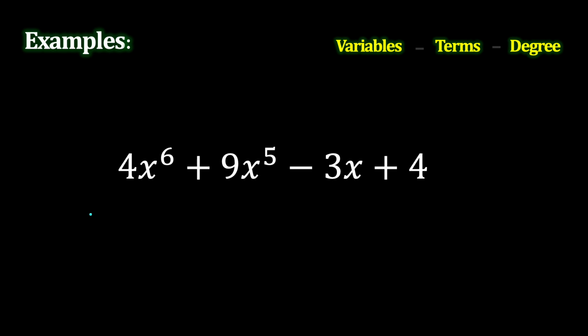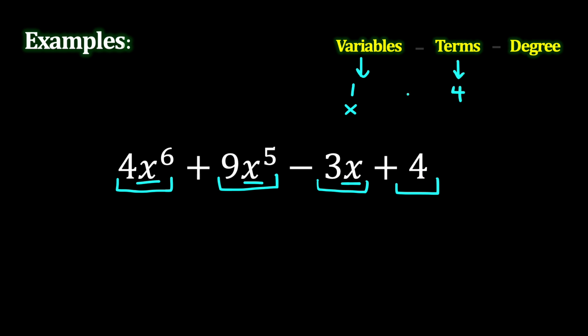And now let's take a look at this example. In this example, we have one variable, which is x. So the number of variables of this polynomial is 1, which is x. And there are 1, 2, 3, and 4 terms. So the number of terms will be 4. And to calculate the degree of the polynomial, we need to calculate the degree of each term and then pick the largest one. So for the first term, the exponent is 6.